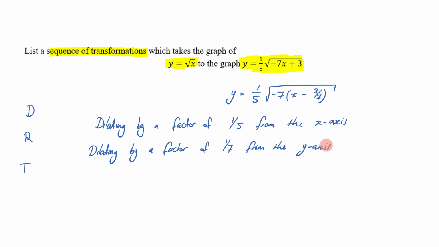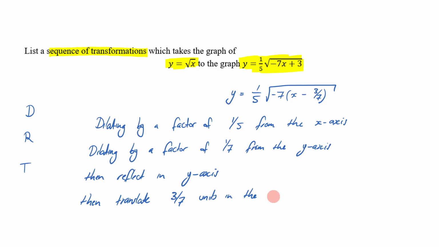y-axis. Then you read off your reflection, and this negative here is telling me that I'm reflecting in the y-axis. Then reflect in the y-axis, and then finally I've got a translation of 3 on 7 units, then translate 3 on 7 units in the, now if it's a negative here, that means I'm going to translate it in the positive x direction.